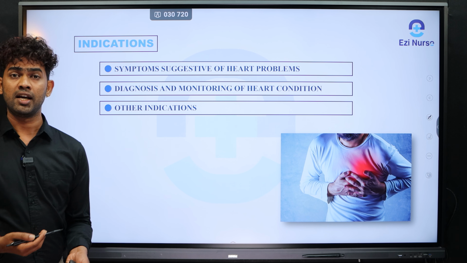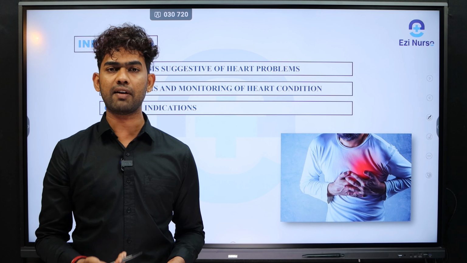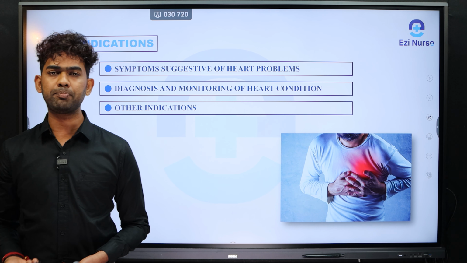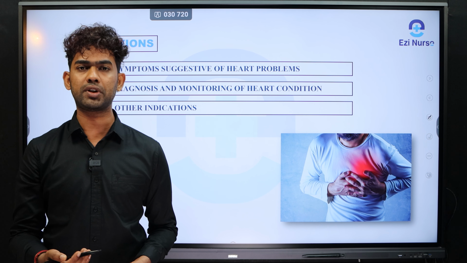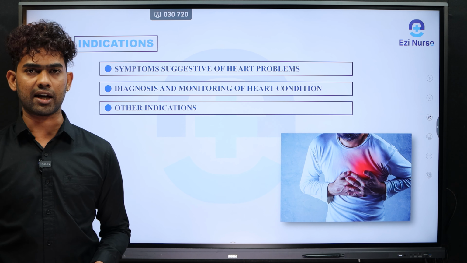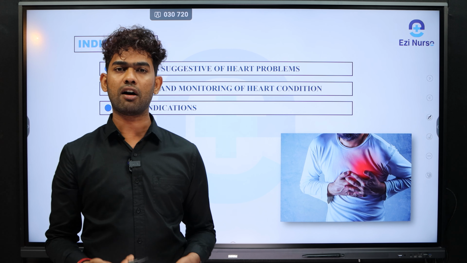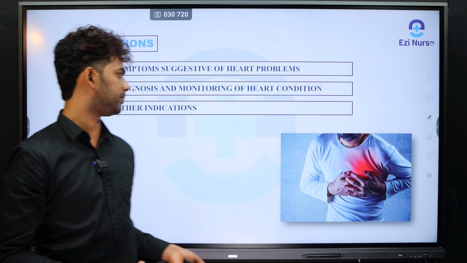Other indications. It would be really interesting. The other indications will be the preoperative assessment. It is a preoperative protocol. Before the surgery, we should perform the ECG for the patient, and also in the pre-medical checkup. Before starting work, in the pre-employment medical checkup, we should assess the heart function of the patient.